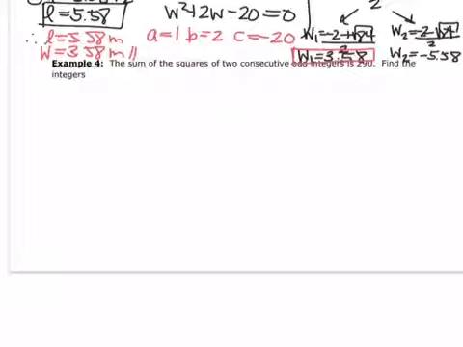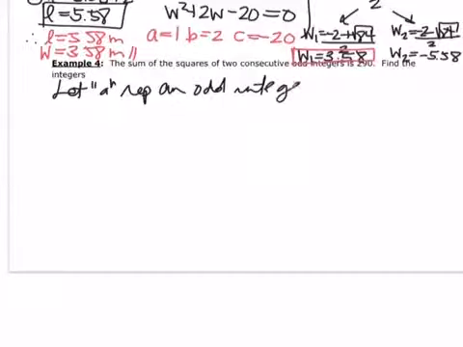And so if we let a represent an odd integer, that means that a plus 2 would represent the next odd integer.